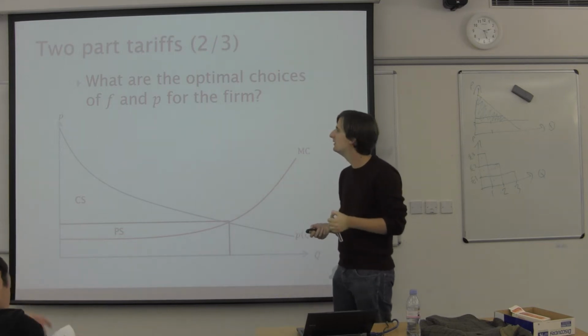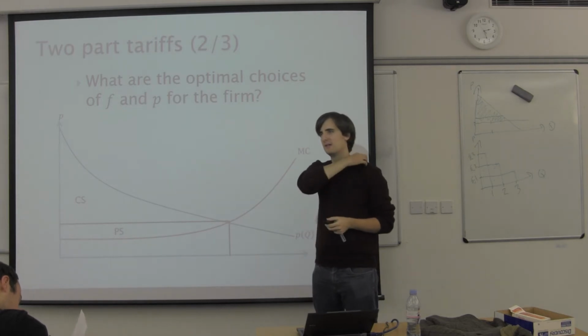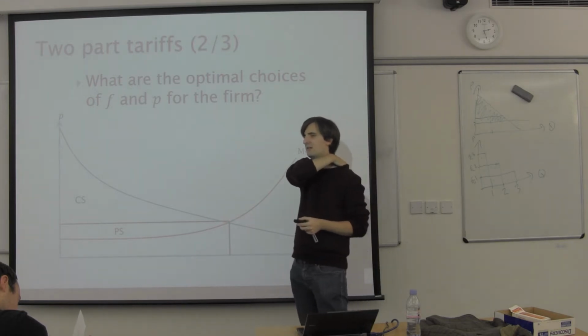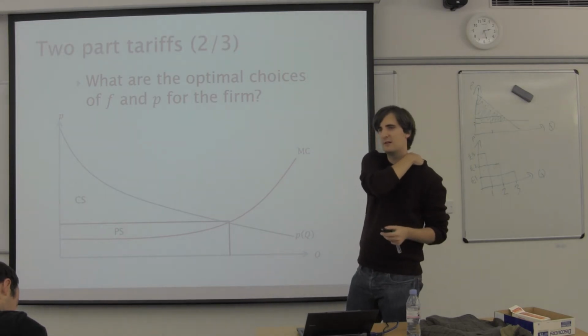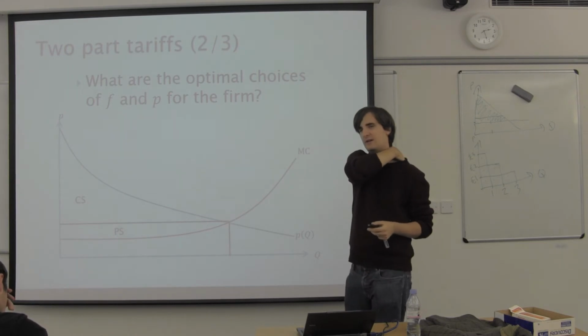So it's the right idea, the right line of thought, I think. Ideas? Charge a high F and charge a low unit cost. Yeah, so how high should F be? High enough to cover your fixed cost.